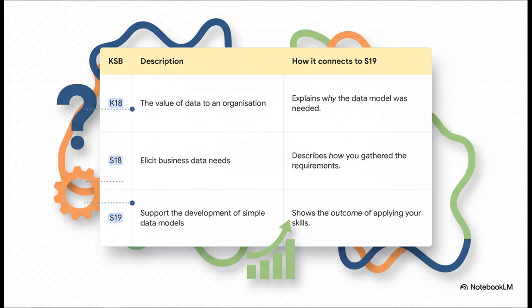You start with K18, explaining the why. Why was this data so valuable to the business? Then you move to S18, describing the how. How did you gather the requirements from people? And you finish strong with S19, showing the outcome, the actual data model you helped create. Weaving these together isn't just clever, it's a total distinction-level move.